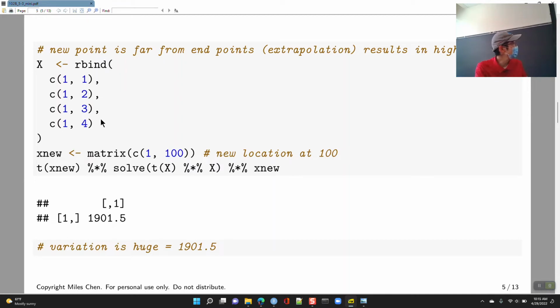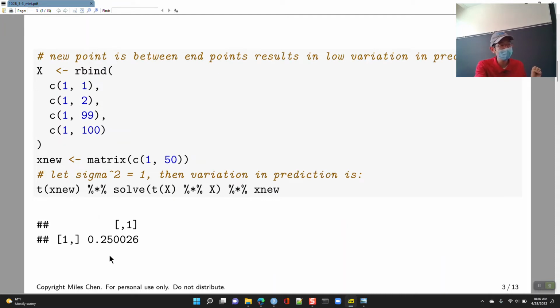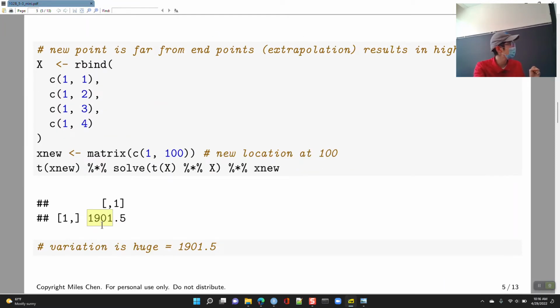Even if the linear model is true, we get this wild variation, this variation of 1,901, right? Compare that back to the previous slide. Our variation for the prediction was 0.25. Over here, the variation is 1,901. What's going on here? Okay, again, assuming that sigma squared is 1. What's going on here?